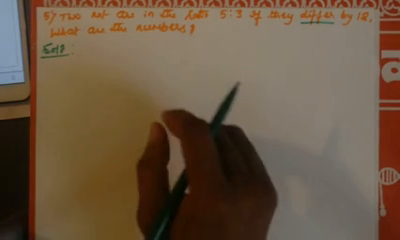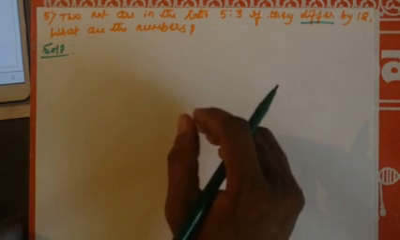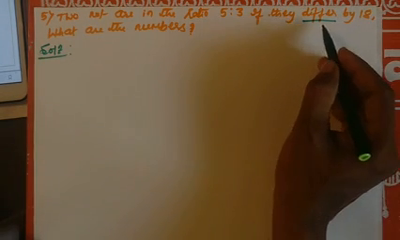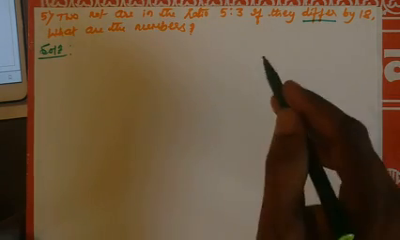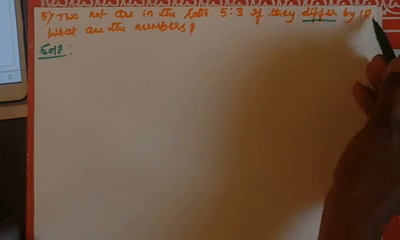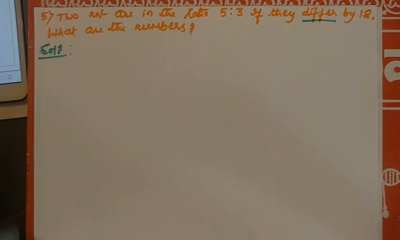Differ by 18. What is the meaning of differ? We need to subtract. Correct? Differ means what? Subtract. See, 5x minus 3x, which is equal to 18. That is, they differ by 18. What are the numbers? We need to find those numbers.